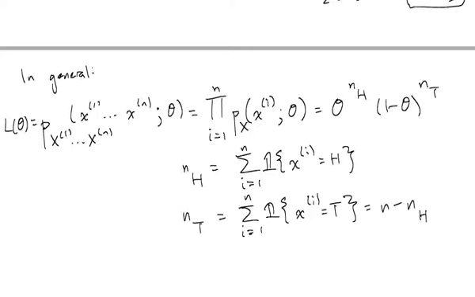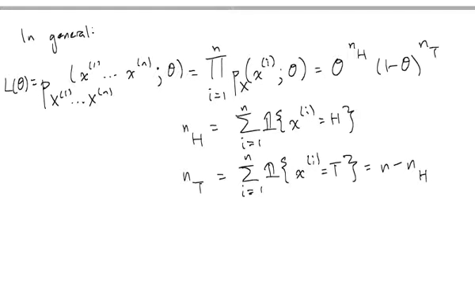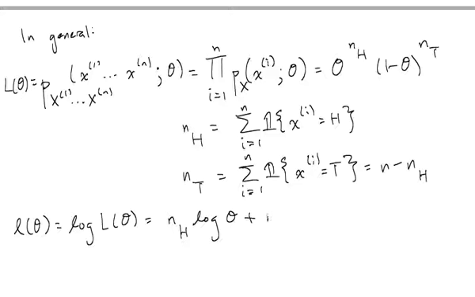And commonly, when we talk about the log likelihood, people use the notation little l of theta to be log of big L of theta, so the log likelihood. All right, and this is, of course, going to be equal to number of heads times log of theta. Again, these are natural logs, plus number of tails times log of 1 minus theta. And now we're going to maximize this log likelihood.